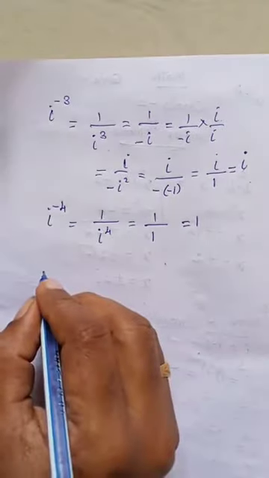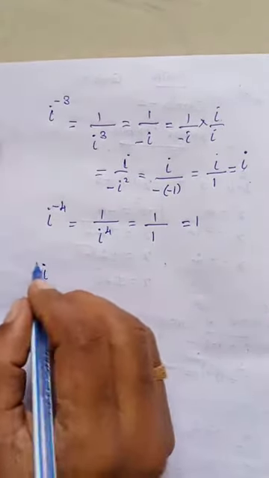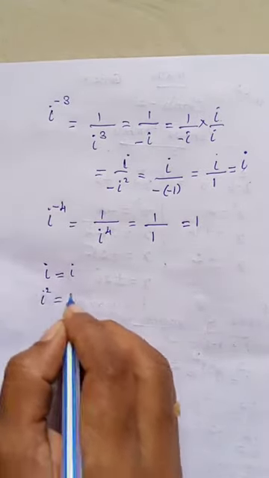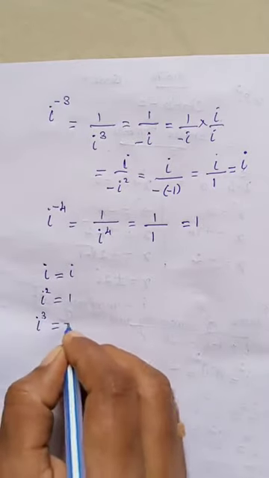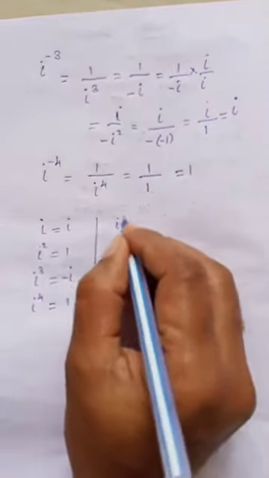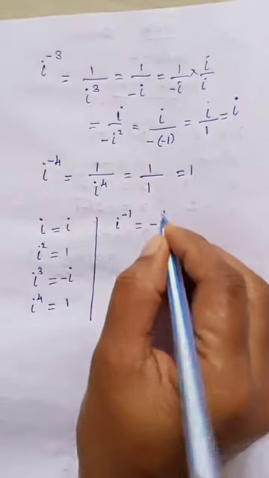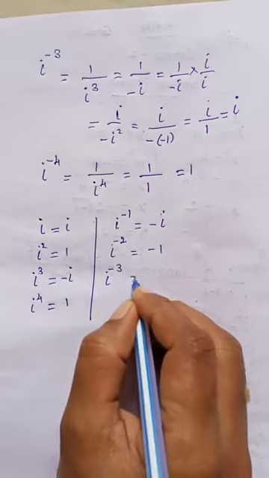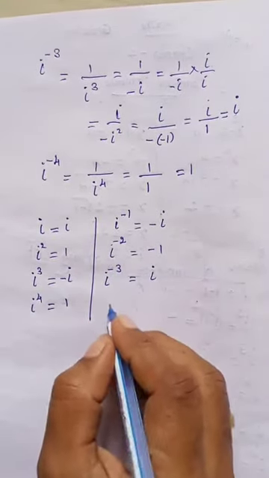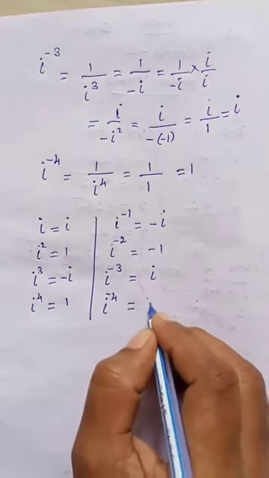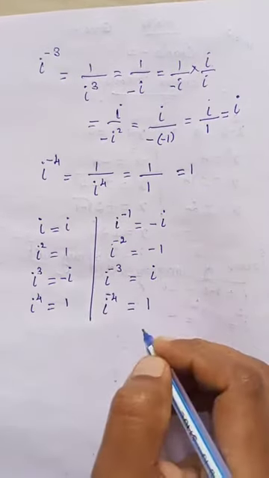Together, if we write the values: i is i, that's root minus 1, we know. i square is minus 1. i cube is equal to minus i, and i power 4 is equal to 1. In the same way, i power minus 1 we got as minus i, i power minus 2 is minus 1, i power minus 3 is plus i, and i power minus 4 is equal to plus 1.